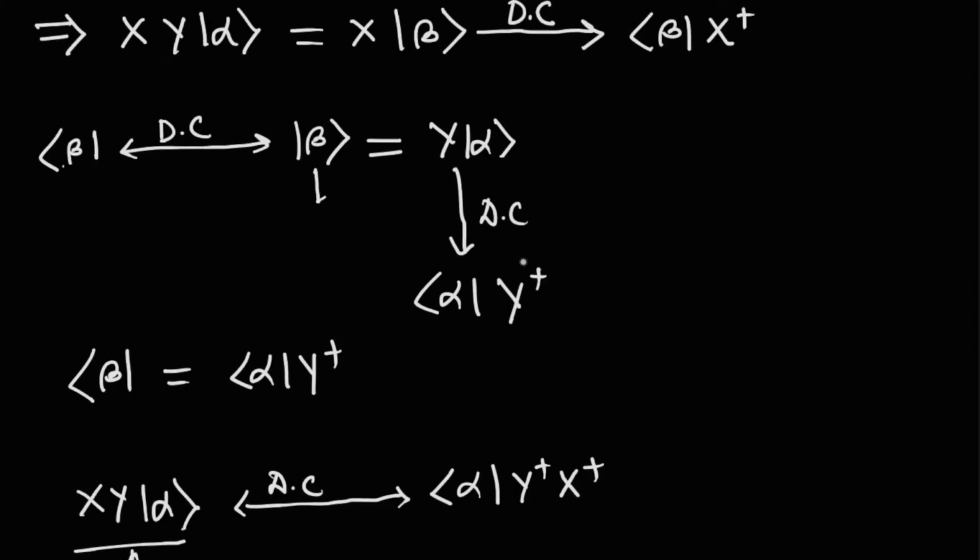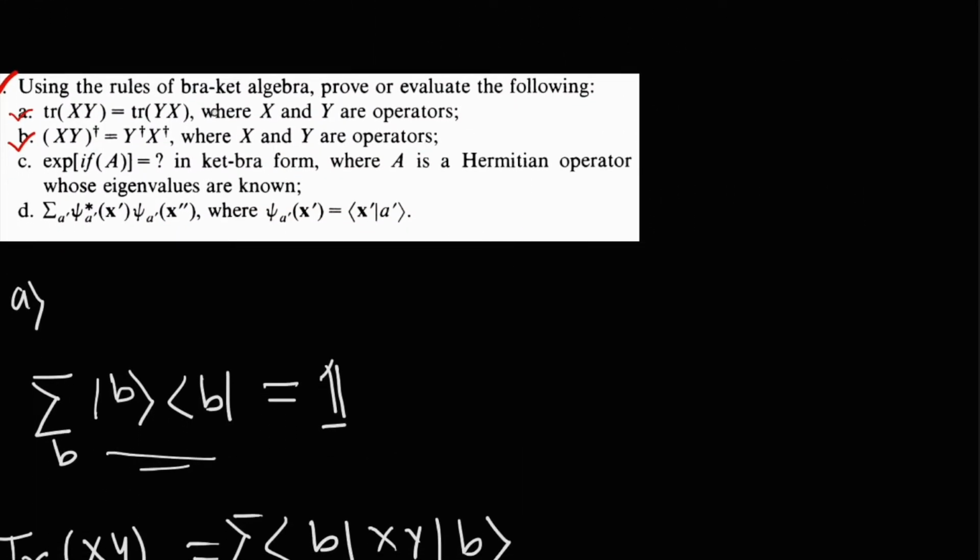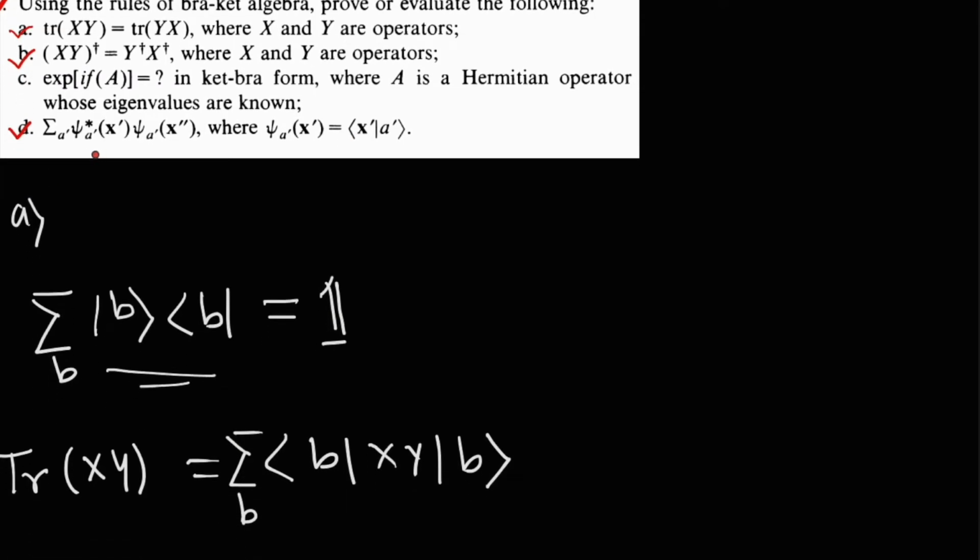Now let us look at the last part of question 4. Here it is asked to prove that summation over a' of psi a'* (x') psi a' (x'') equals delta of x' and x'', where psi a'(x') equals ⟨x'|a'⟩. So here it is asked to express it in terms of x' and x''. So let us do that.